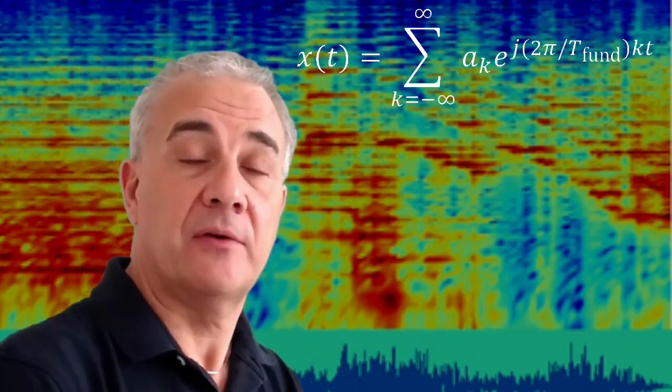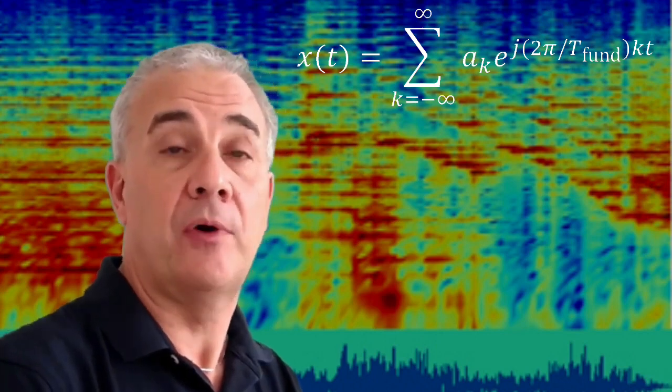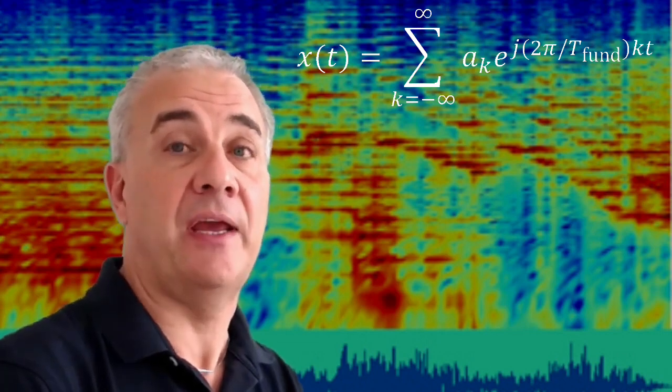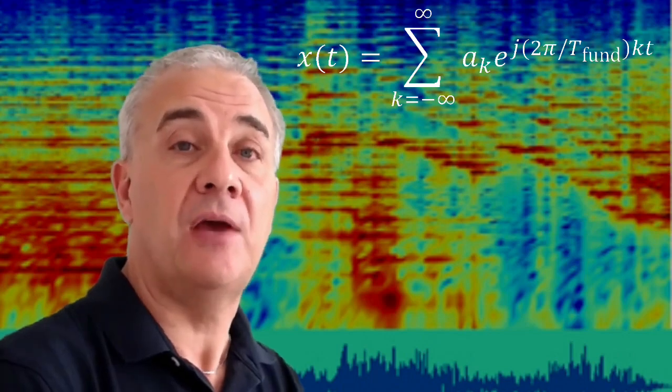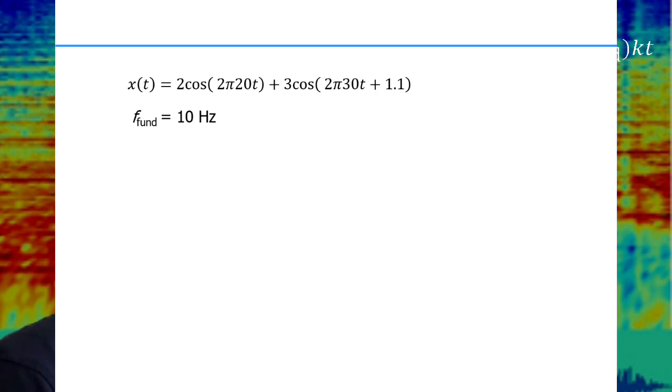It tells you that, given a periodic signal, you can always write it as a sum of potentially an infinite number of complex exponentials, each having a Fourier series coefficient ak. And from these ak's we can calculate the amplitude and phase spectrum. For instance, for this signal, the fundamental frequency is 10 Hz, the greatest common divisor of 20 and 30. And the fundamental period is 0.1 second.